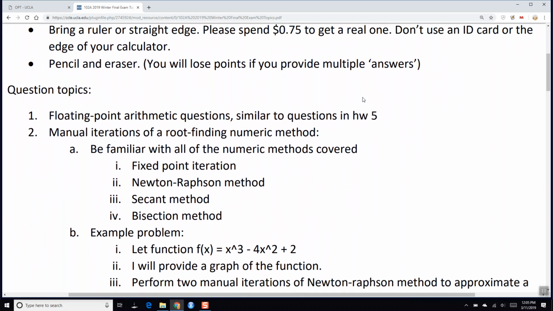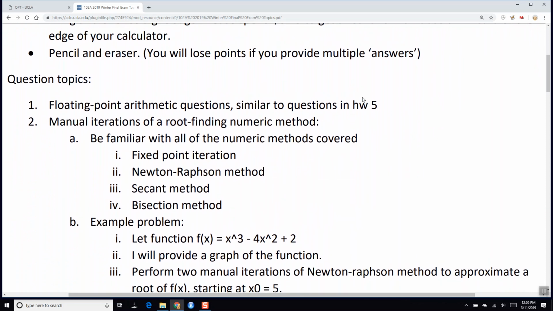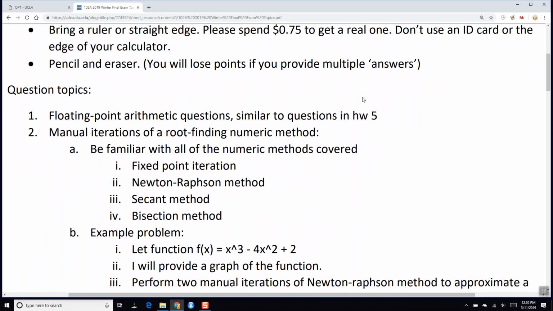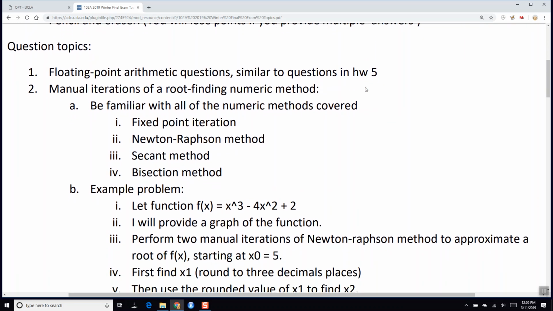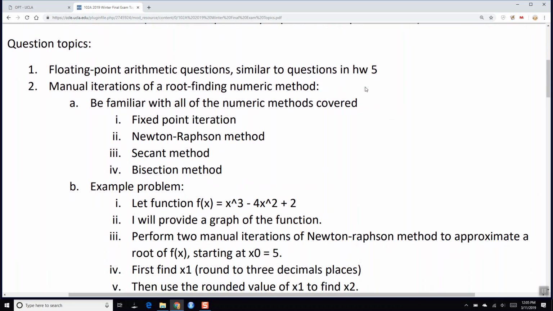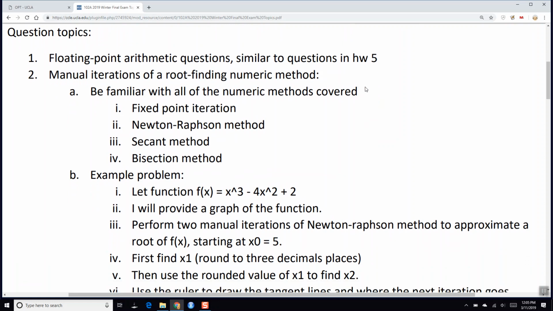And then a pencil and eraser, so you can erase your wrong answers. Sometimes people will provide multiple answers, and I have to figure out which one they intended to be their answer. Just erase the wrong ones, okay? All right, I'm going to list off basically all the questions that you will see, and that will be it. There's no surprises, okay? This covers everything that will be on the exam. And so this is what we got, okay?